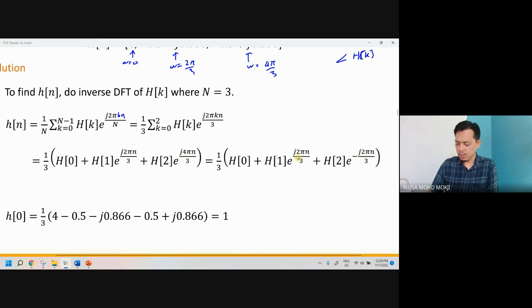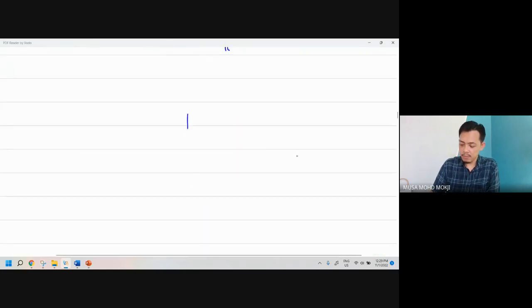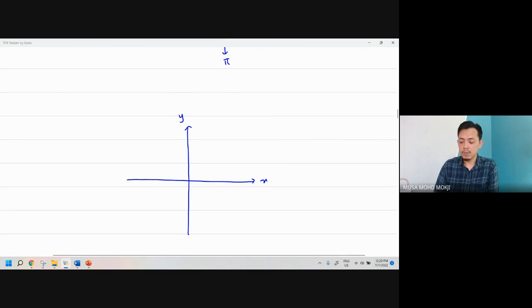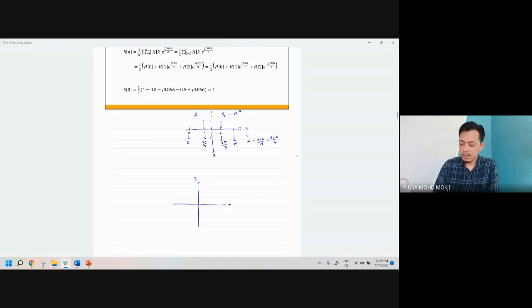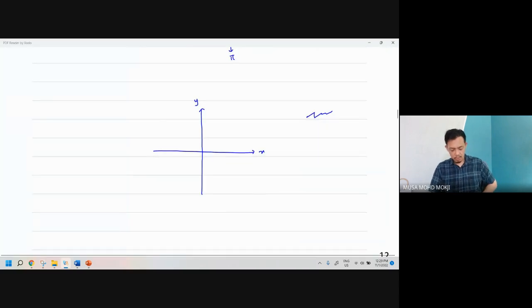Okay, so how do we get that? So this is your angular. Let's say normally we have x and y value, right? So this is 0 degree. This is pi over 2. This is pi. Or you can do this is 0, this is minus pi over 2. This is minus pi.